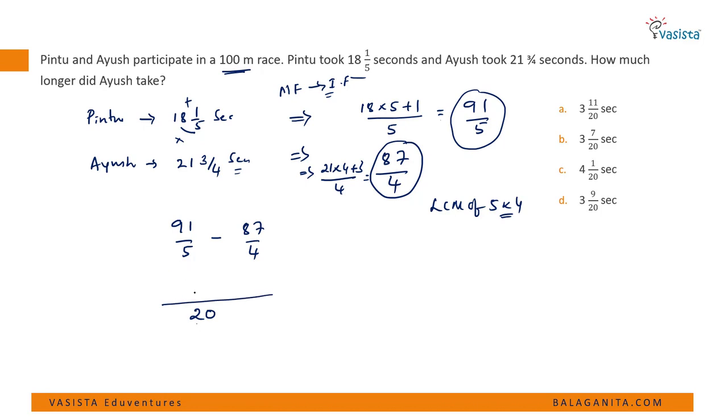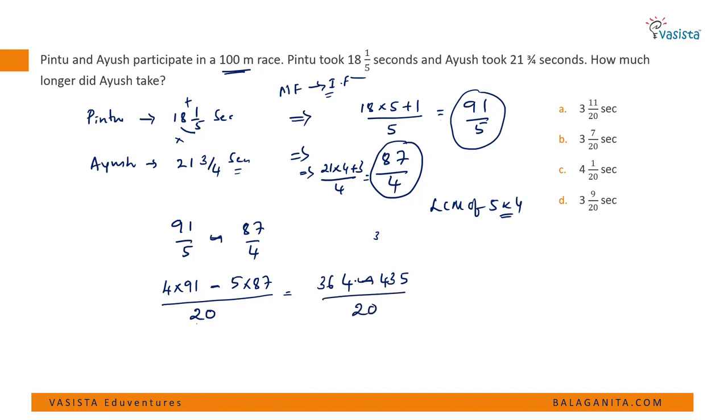Now divide 20 by 5. That is 4 into 91, minus, divide 20 by 4, that is 5, 5 into 87. Now simplify it here. 4 1s are 4, 9 4s are 36, so 364. Minus 7 5s are 35, 5, 3 carry, 8 5s are 40 plus 3, 43. So 435, that divided by 20. This is the difference.